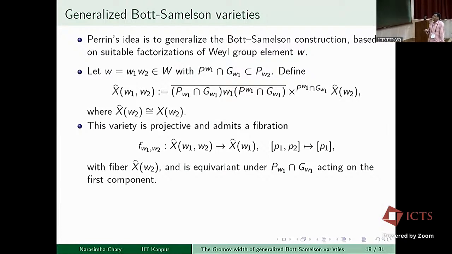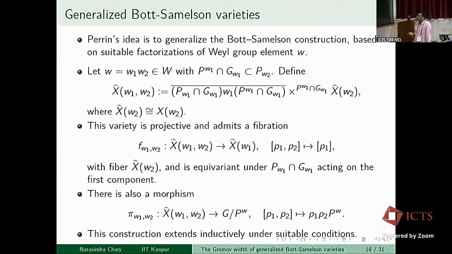So then you have a nice fibration where the base is your Schubert variety, because W1 is a single factor, and the fiber is also a Schubert variety, and it has a natural action of this group.